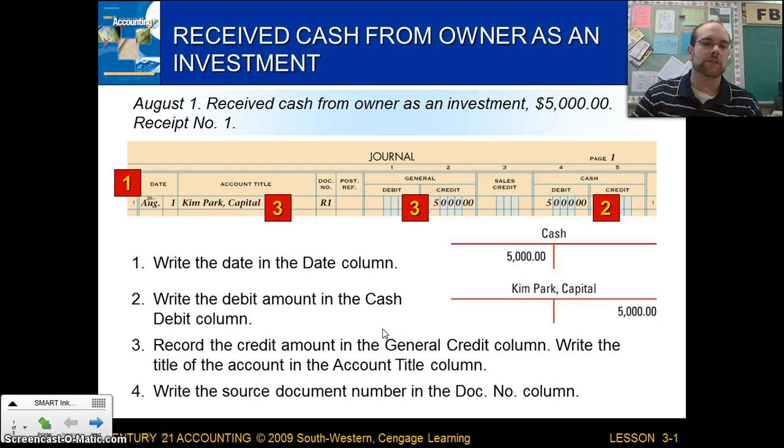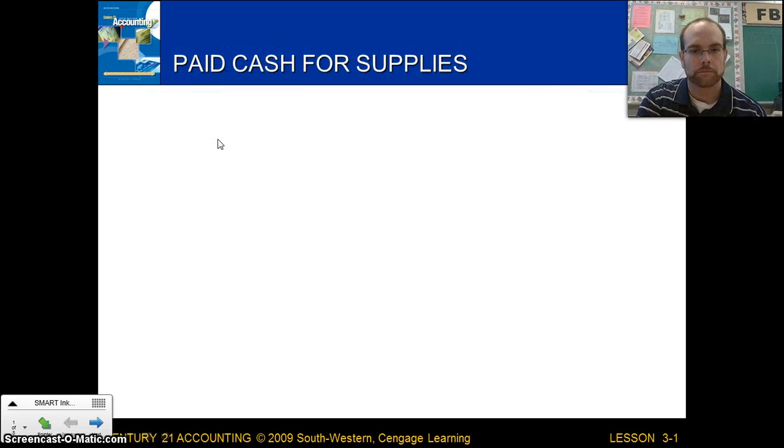And then the fourth step is to write the source document number in the document number column. So if you take a look at this document number right here, it comes from receipt number 1. For that fourth step, in order to find out how exactly we fill in this particular journal, we'll go over that in the work together.